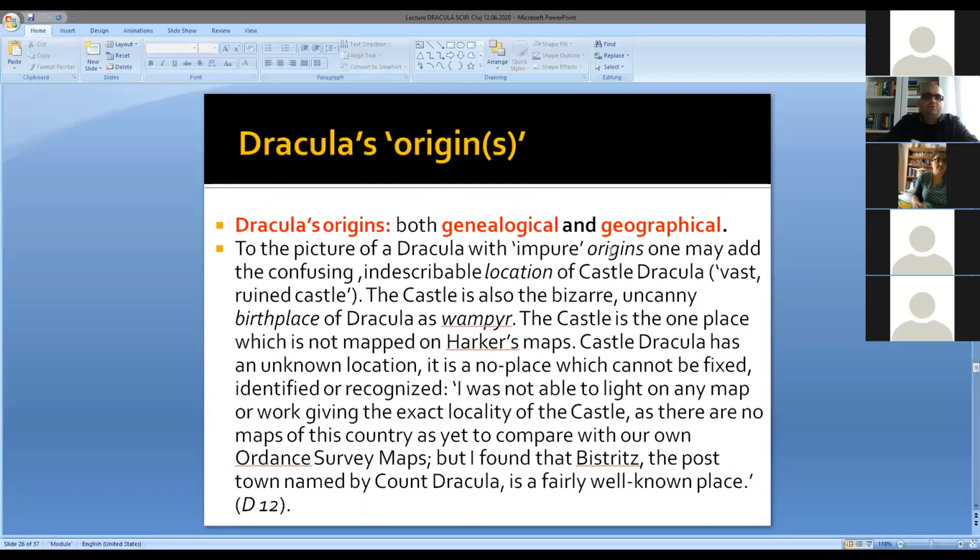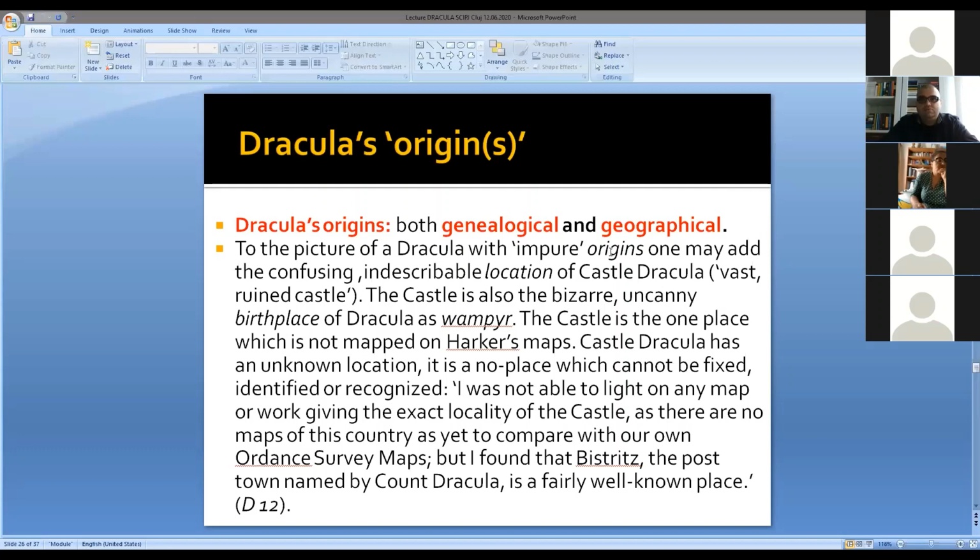Also, Dracula's origins are not just genealogical but also geographical, and geographically ambiguous. To the picture of Dracula with impure origins, one may add the confusing, indescribable location of Castle Dracula, which is described as a vast, ruined castle. The castle is also bizarre and uncanny, and it is described as the birthplace of Dracula as vampire. This is the name that the novel uses.